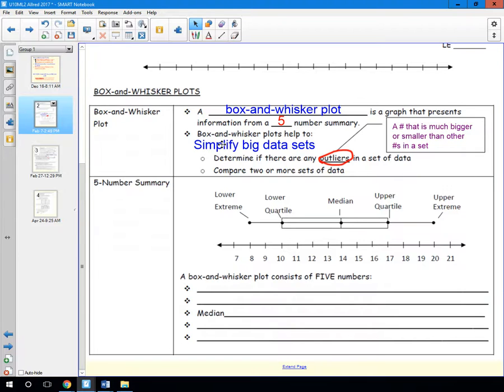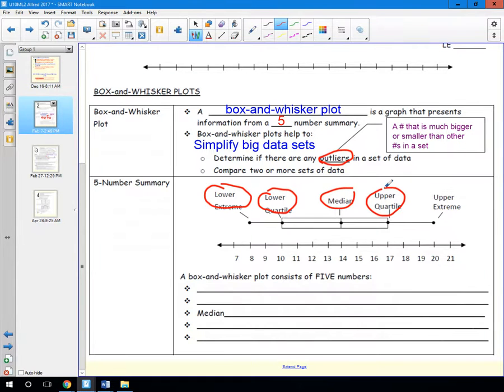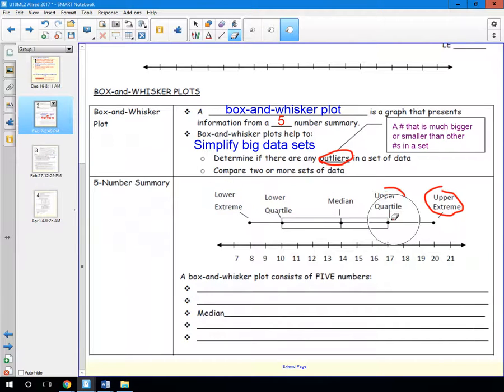If you look, there are 5 important things. Remember I said earlier how many? It's a 5-number summary. So we've got 5 numbers here: 1, 2, 3, 4, and 5. That doesn't mean there are only 5 numbers in the data set. That means we're going to take the data set and pull these 5 numbers out from it. So let's talk about what those 5 numbers are.